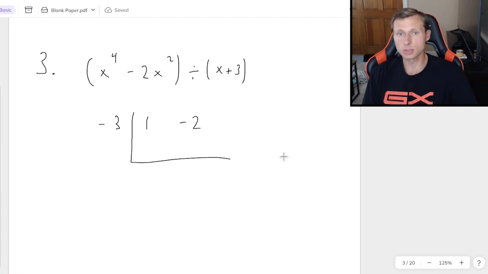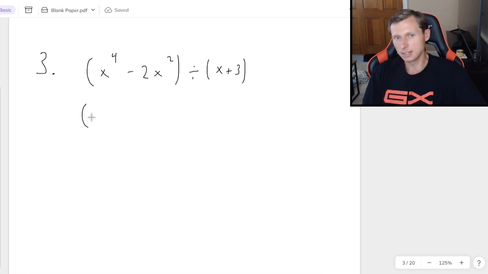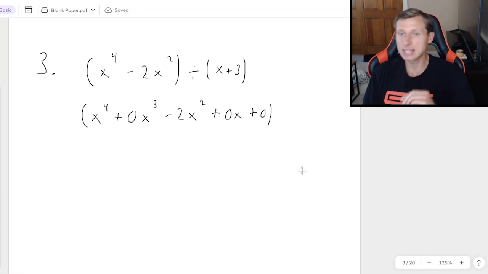And the reason why this is wrong is because technically there's a lot of terms missing here. If you think about it, this is really x to the 4th plus 0x cubed minus 2x squared plus 0x plus 0. And that is how you should write it for the synthetic division. So with that as your hint, why don't you give this a try now and unpause the video when you're ready to see the solution.